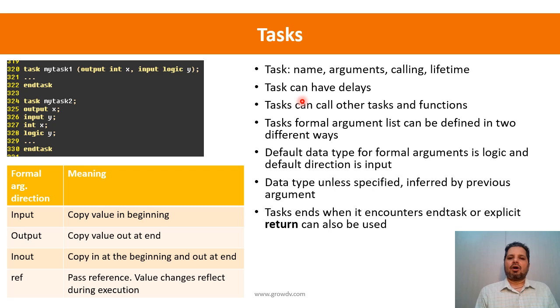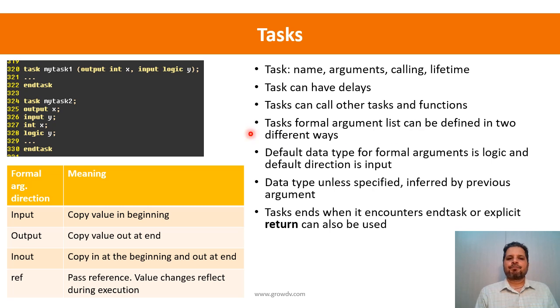And as we all already know, tasks can have delays, they can consume time, and tasks can call other tasks and functions, because a task can have delays. So only a task can call a task. Functions cannot call tasks because functions cannot have delays, right? That is a point.